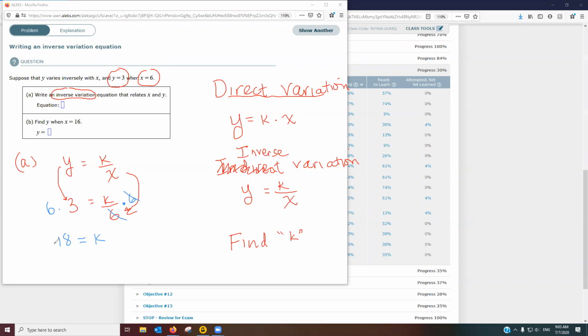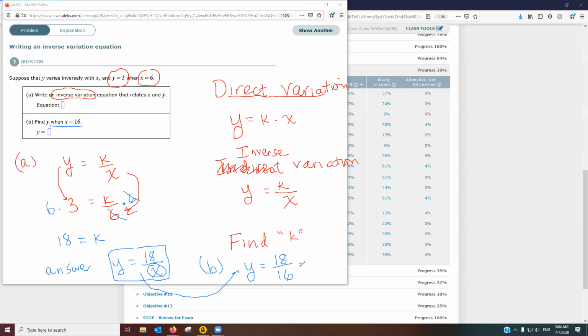So now I can write the answer to part A. It's going to be y equals k over x, but I know k is 18, so I can write it as y equals 18 over x. All right, let me go to part B. Part B says find y when x is 16. Well, all that's asking me to do is take this equation and replace this x with the number 16. So I'm going to end up with y equals 18 over 16.